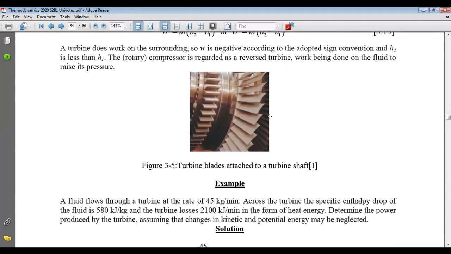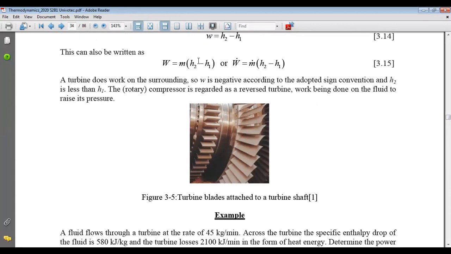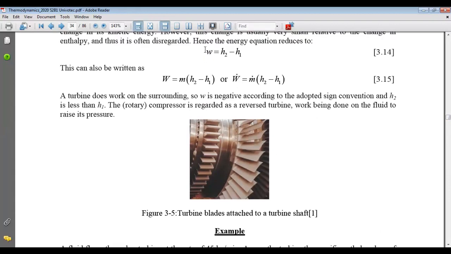See turbine blades. Oh, see, h2 minus h1.